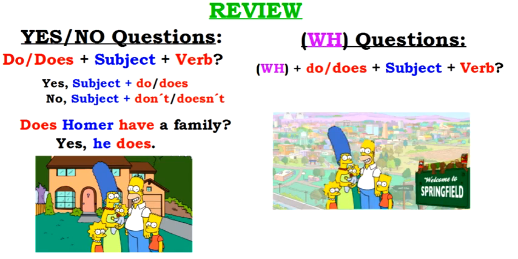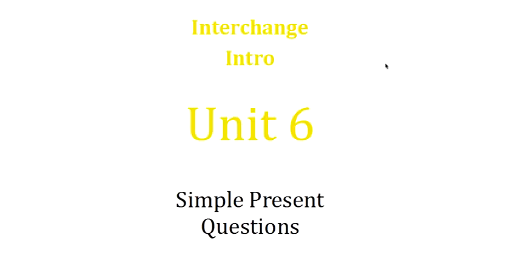And for the WH question, remember, we use a WH question word, do and does for the auxiliary, the subject, and the verb. For example, where do they live? And of course, the answer is they live in Springfield. Okay, now you know how to make simple present questions.